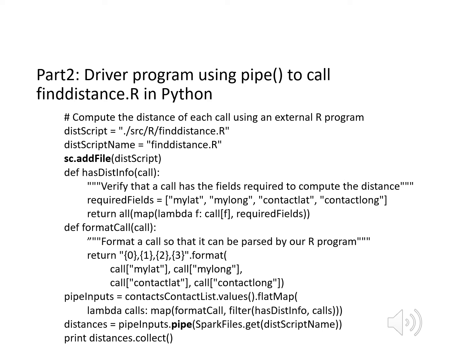This is the second part of the example, which is a driver program in Python. It uses pipe to call the findDistance.R. We can see that the Spark context object SC adds file given the path to the R script, and in the pipe function, the Spark files get the name of the R script, and in this way, the R script will be utilized in this Spark program.